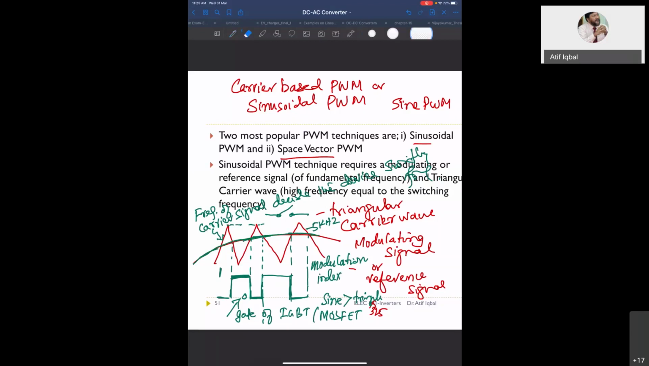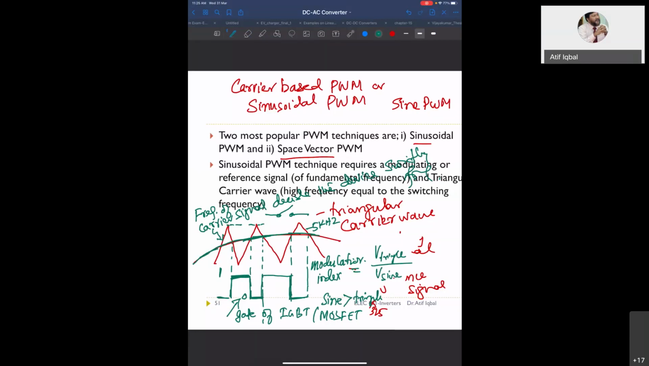We define as modulation index. So modulation index we define as the triangle magnitude over the amplitude of the sine wave. The ratio of the two is defined as the modulation index.